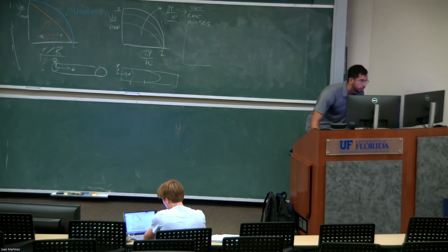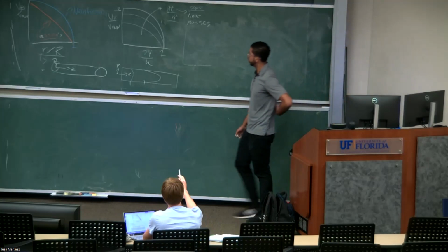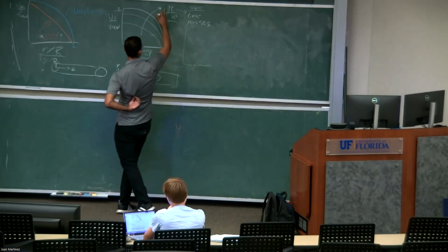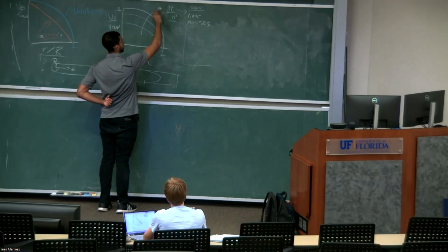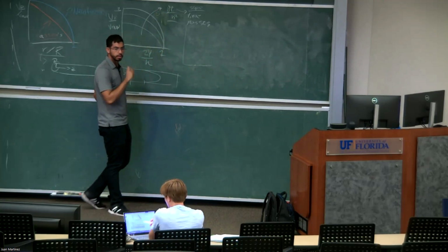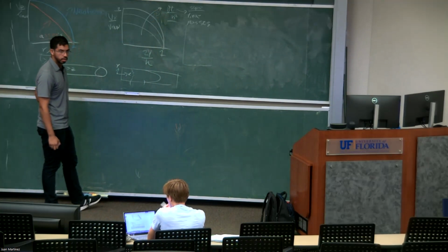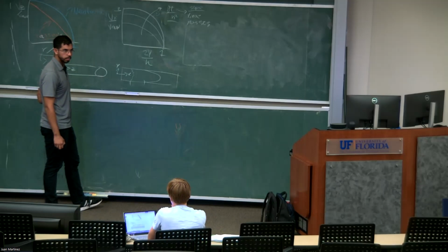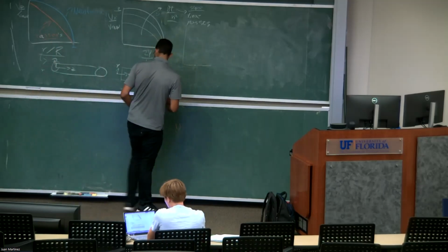The velocity profile approaches within 1% of the steady state value when vt over... So whenever that slope divided by time, whenever the slope is equal to 5, it says that the velocity profile is within 1% of the steady state value. Okay. So let's investigate.